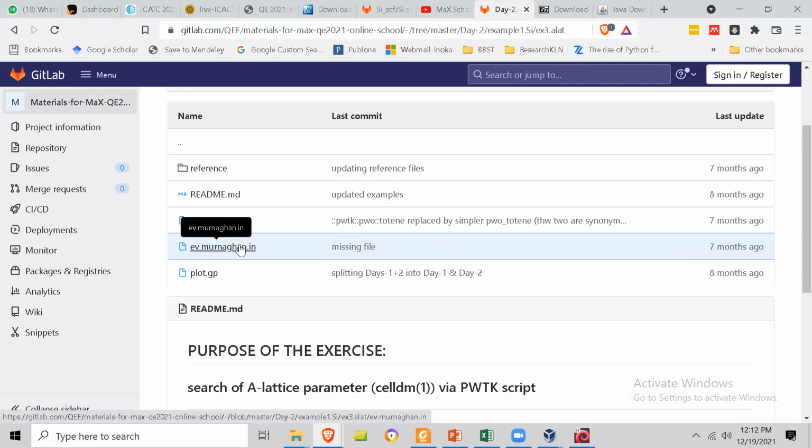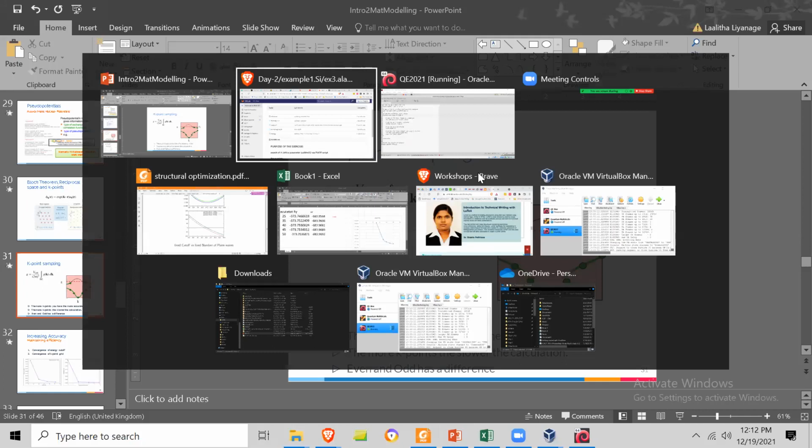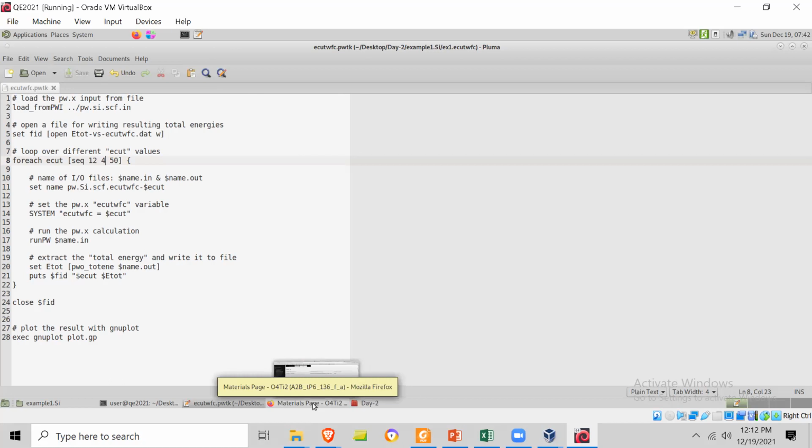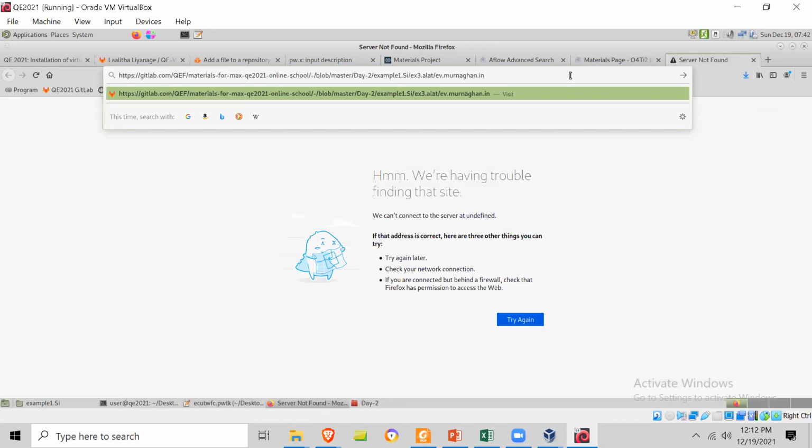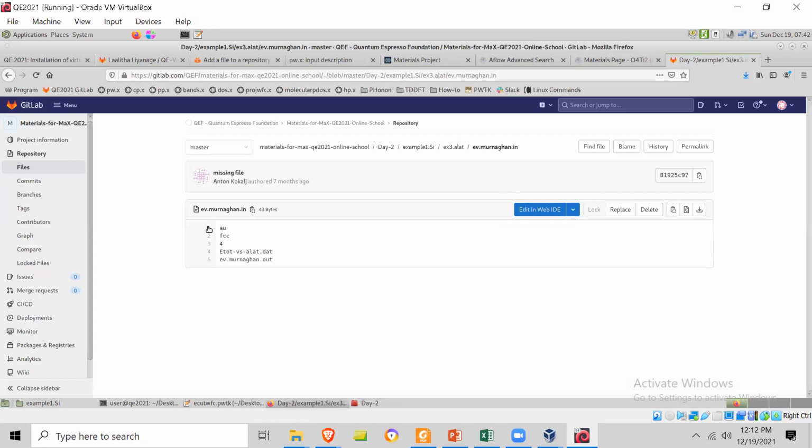And yeah, I'm seeing this, copy link address. I have to switch between the operating systems because otherwise I cannot get it into this operating system. So, see, there we go. We can get that file, and you can just copy this file and put it in here.